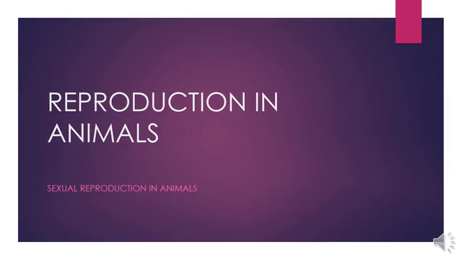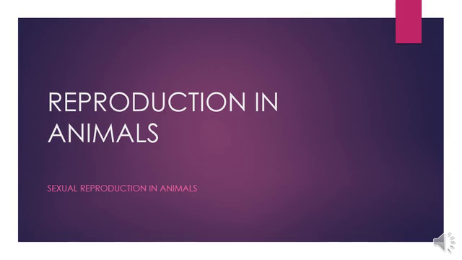Welcome to today's lesson. Today we're going to look at reproduction in animals. Remember, we have two types of reproduction, sexual reproduction and asexual reproduction. In asexual reproduction, we said that we're looking at a process where only one parent is involved in the production of offspring, while sexual reproduction looks at a type of reproduction that involves two parents.